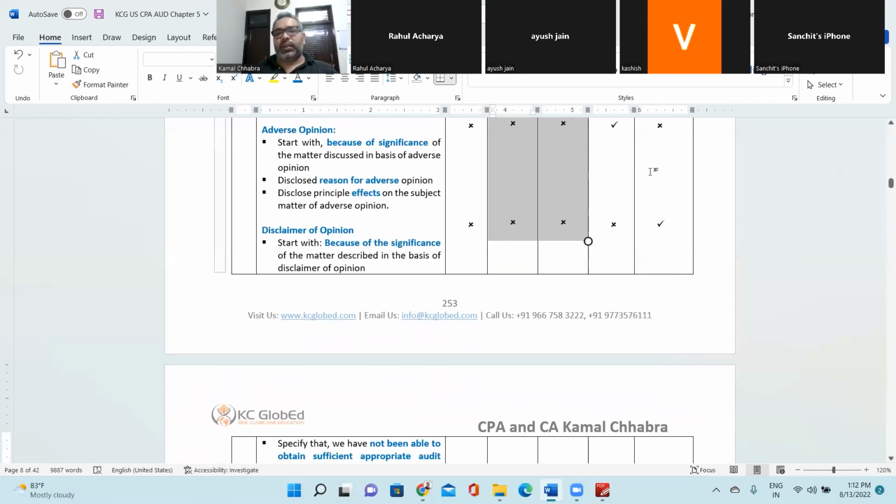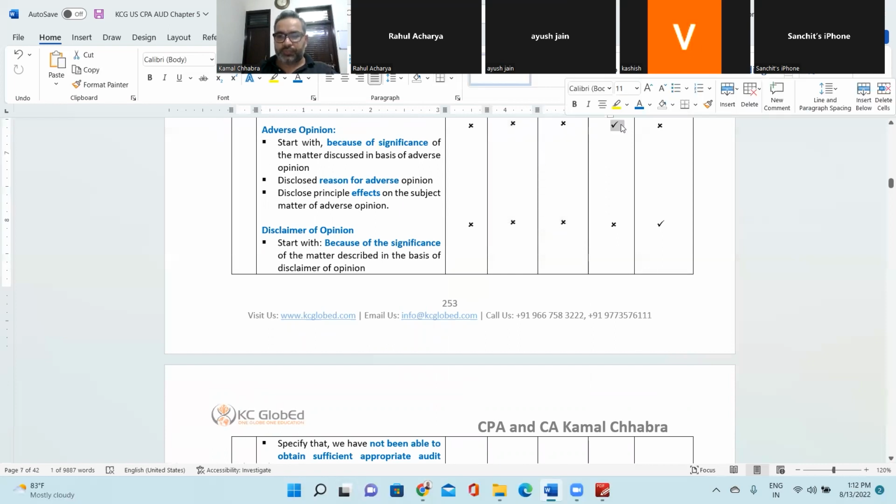Now coming to the fourth category of opinion, which is adverse opinion. If you see, the tick mark is only here when we have an adverse opinion, right? Rest of all cross. So when do you issue an adverse opinion? For a GAAP issue or a GAAS issue? GAAP issue, material and pervasive, right? When you have a GAAP issue, material and pervasive, right?